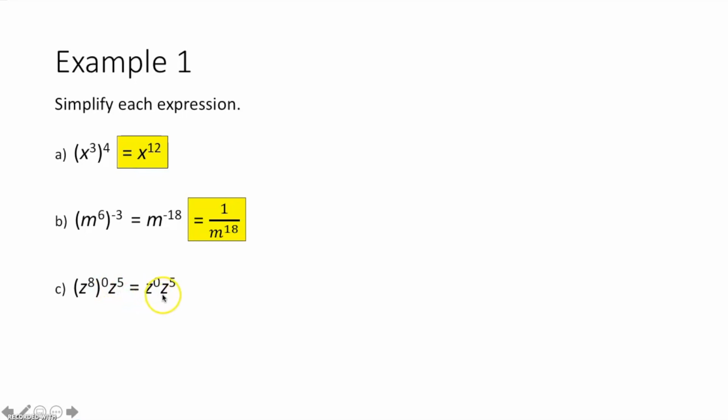Now, what we can do is multiply these two together. So when they're like bases, you add the exponents together. What's 0 plus 5? That's going to be 5. So we end up getting z to the 5th. You could have also just said z to the 0 turns into 1, and then 1 times z to the 5th is z to the 5th.